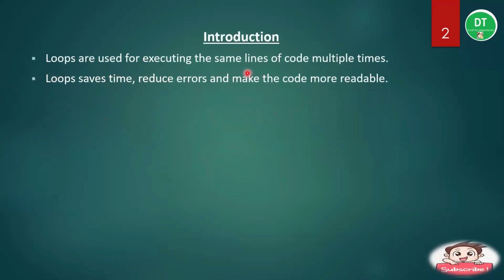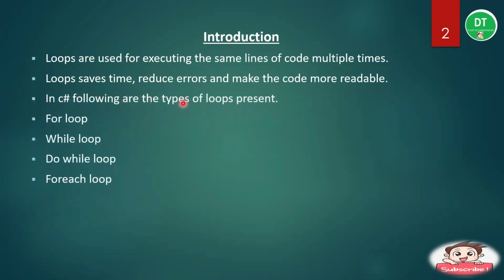Loops are used for executing the same line multiple times. Loops save time, reduce errors, and make the code more efficient. In C sharp, the following types of loops are present: for loop, while loop, do while loop, and foreach loop. So let's discuss each of these loops in detail.